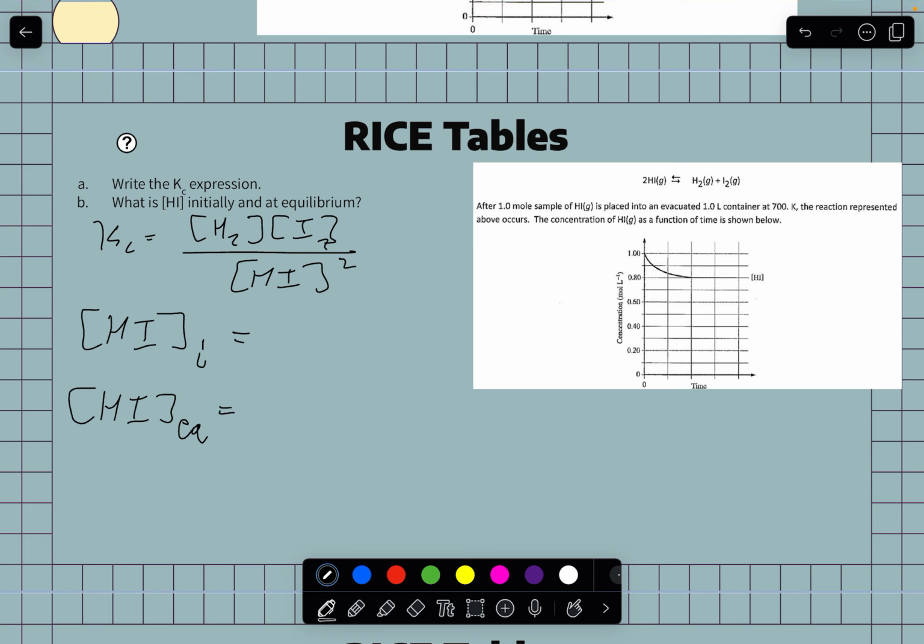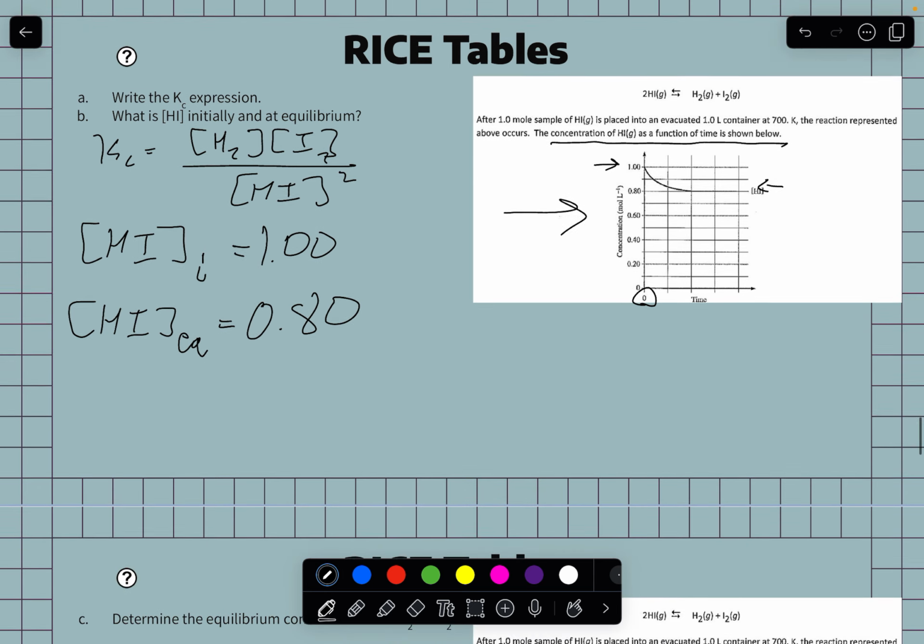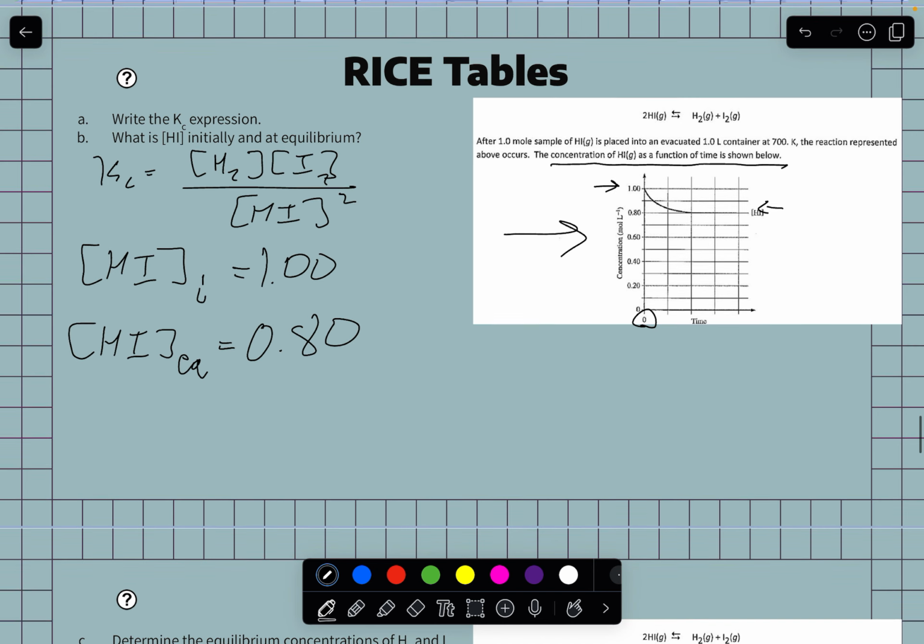Okay, these numbers we can get from the graph, because this graph is for HI. The concentration of HI as a function of time is shown below. So at time 0, we're at a concentration of 1.00. When it flattens out at equilibrium, that's the concentration we're looking for, 0.80. So we have our initial and final concentration for HI, and we have our Kc expression. Now for the next part, I'm going to move the screen down. We're going to need this information, so make sure you have it written down.